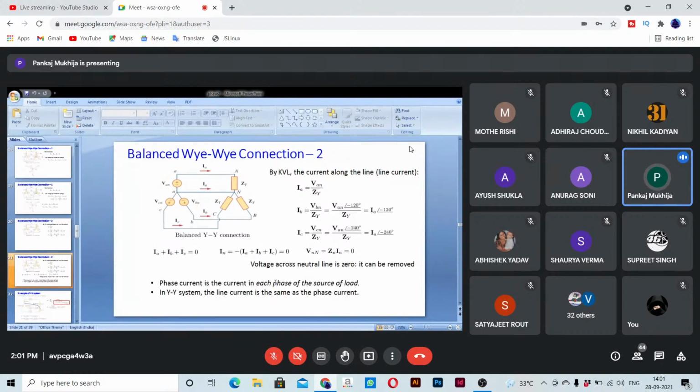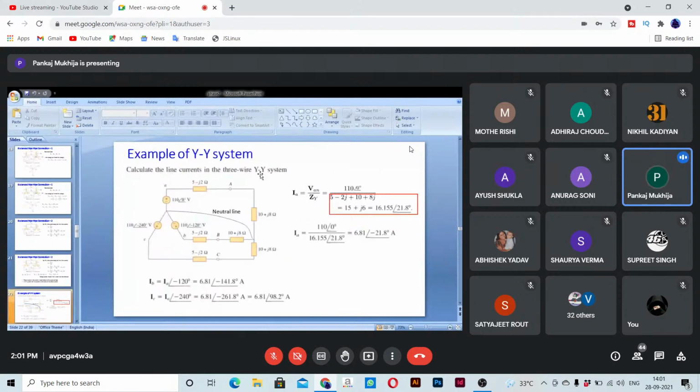We have to find the line currents in this three-phase Y-Y system. In this Y-Y connection, we have to find the line currents. So we have IA, which we have already seen is VAN by Z, that is 5 minus j2 plus 10 plus j8. So this IA will be 110 by 6.81 at -21.8 degrees, and IB is at an angle of -120 degrees from it, so that will be this, and IC is this.